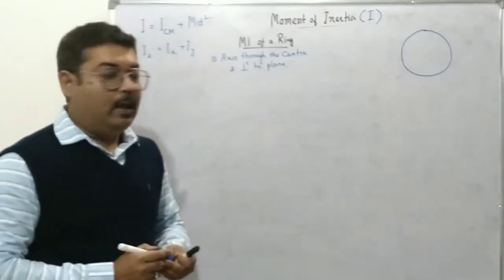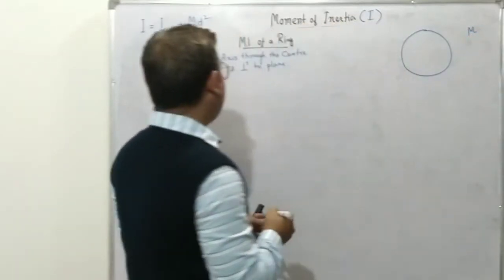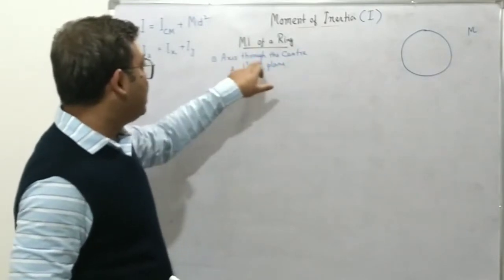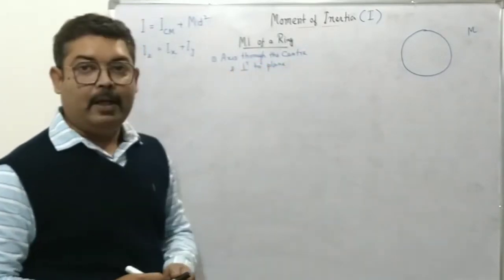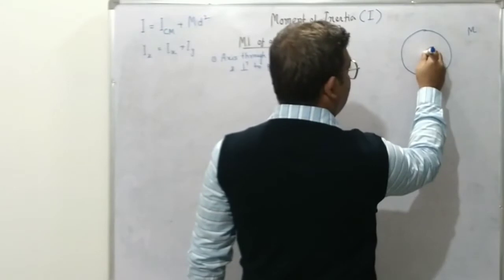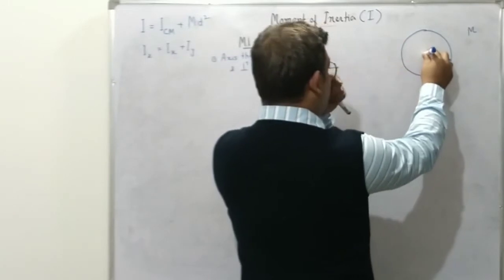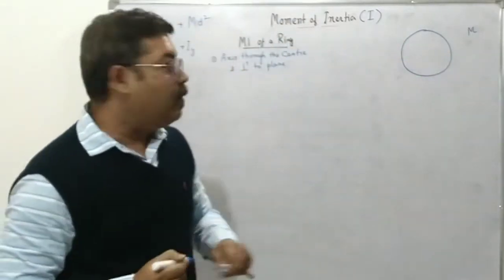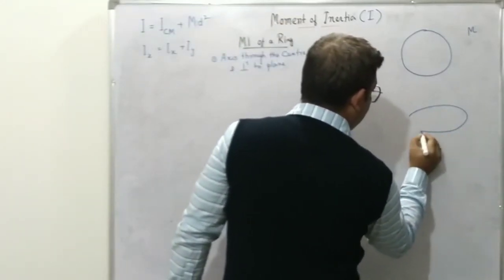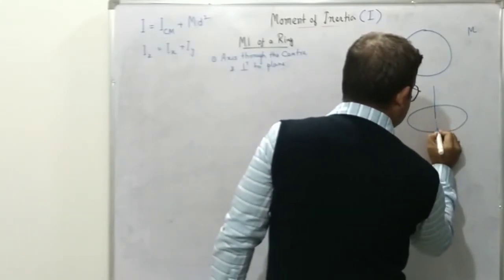So, if we have a ring of given mass M, we want to find the moment of inertia of the ring about an axis through the center of the ring and perpendicular to the plane, which means the ring is lying on the plane of the board, so the axis will be through the center and perpendicular like this. So what will be the moment of inertia of the given ring about this axis? Now for our convenience we can redraw this, like let's say we look at it from an angle. So this is the ring and this is our axis.